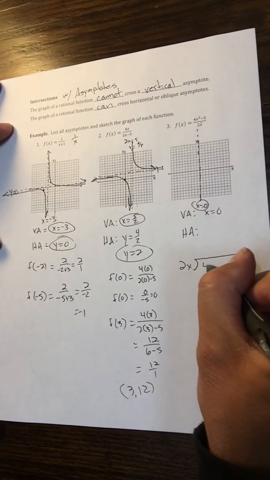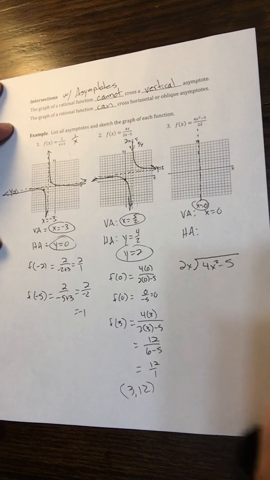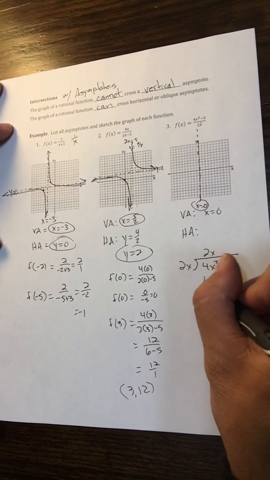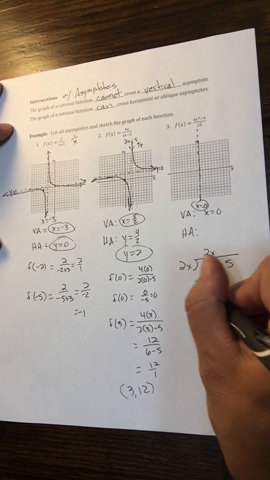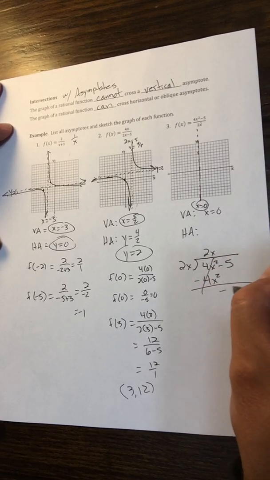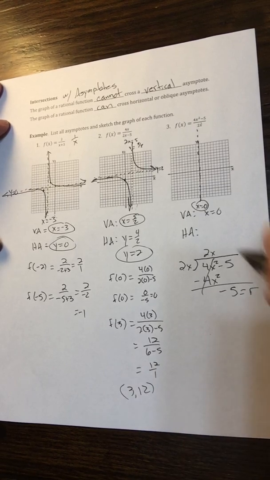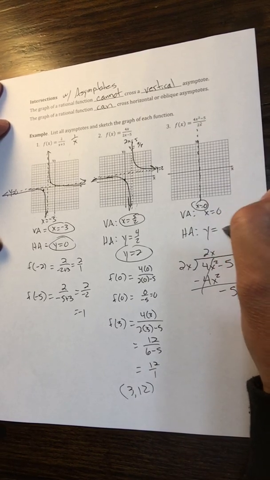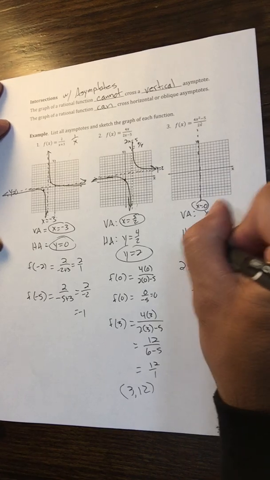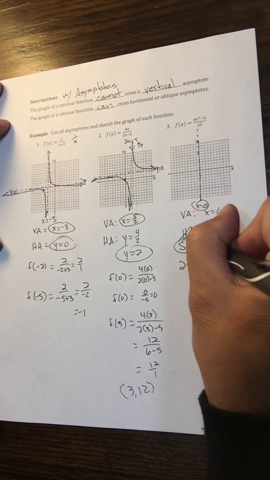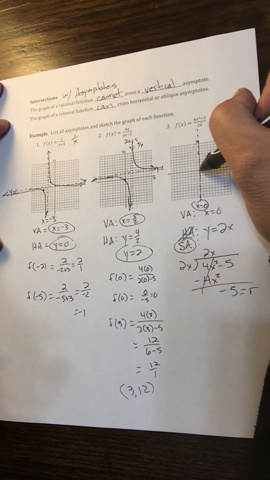2x dividing into 4x squared minus 5. Well, I'm going to multiply by 2x to make that happen. So I get 4x squared. I'm going to subtract that. These cancel. I get minus 5. And I can't divide that into there. That's a remainder. So my asymptote is y equals 2x. But it's not a horizontal asymptote, it's a slant asymptote. Okay, so there's 0, 0.